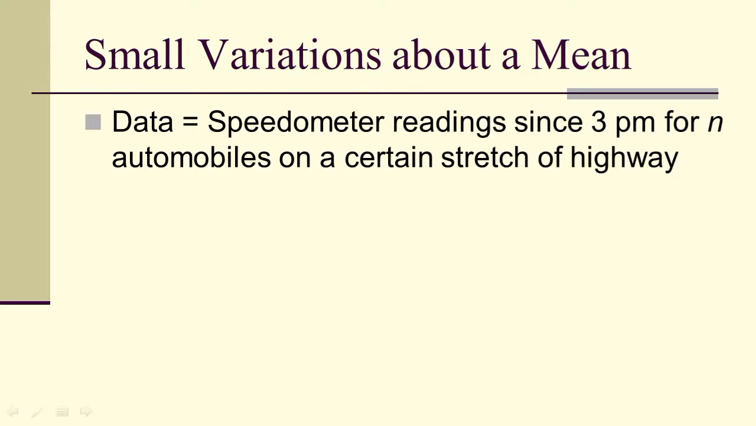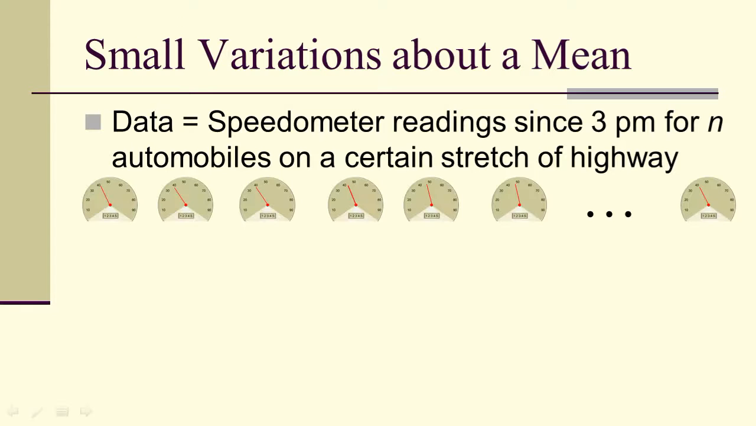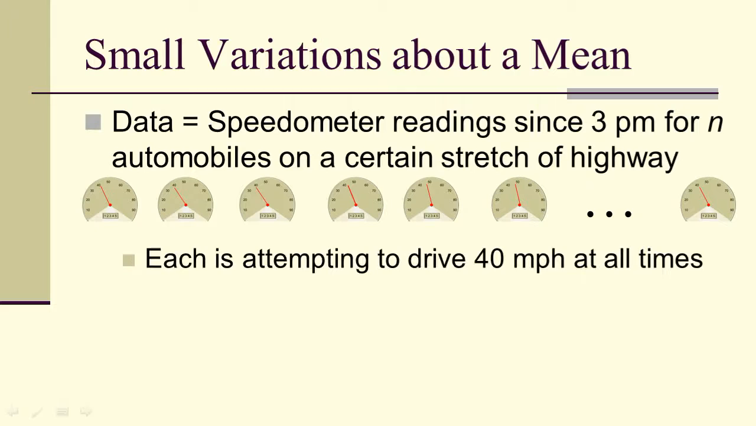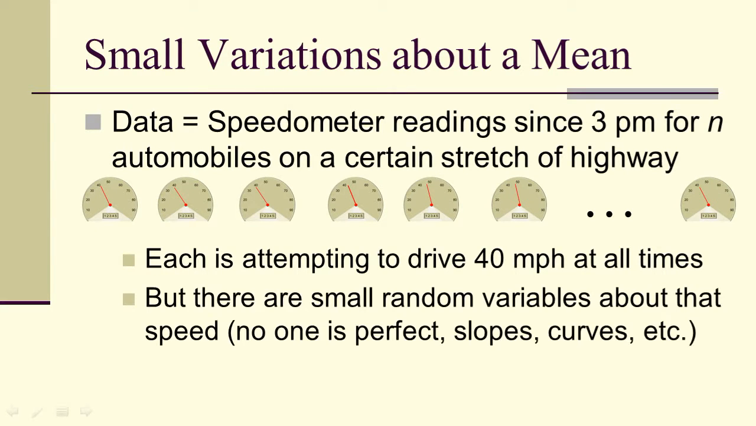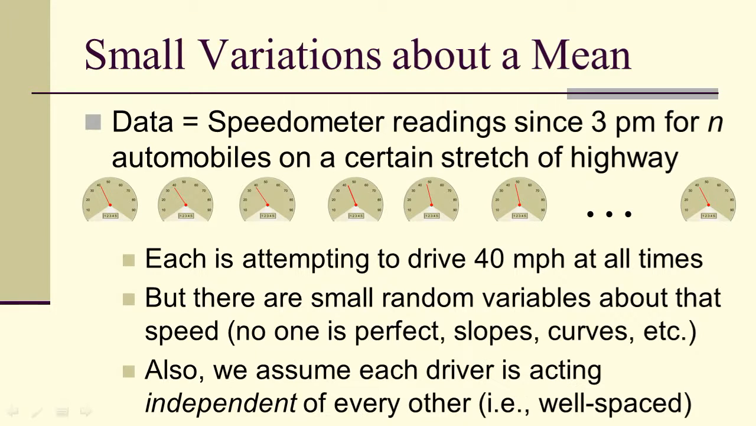Now let's look at an example: small variations about a mean. The data here is speedometer readings since 3 p.m. for N automobiles on a certain stretch of highway. So there are the speedometer readings. Each is attempting to drive 40 miles per hour at all times. But there are small random variables that affect that speed. No one's perfect. There'll be some slopes and some curves, and so the needle will move a little bit, even though it's trying to keep it at 40.